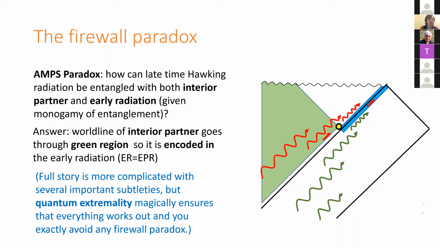Again, the full story is much, much more complicated than what I've told you. This is a very heuristic picture where we have these modes and they're entangled with each other. There's a couple of important subtleties. The first is that this thing isn't perfectly entangled with the early radiation, because that would actually make the entanglement entropy go down too fast. It just needs to be mostly entangled with it and a bit entangled with the black hole. And the other is that this interior mode is delocalized. It's a Rindler mode, and so it's not perfectly in the green region. It's partly in the green region, partly in the blue.